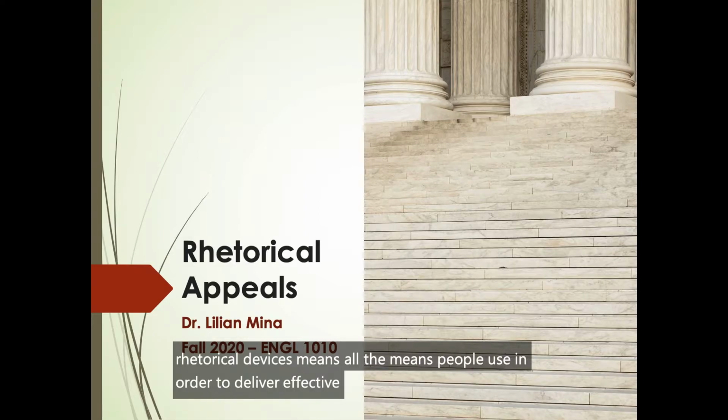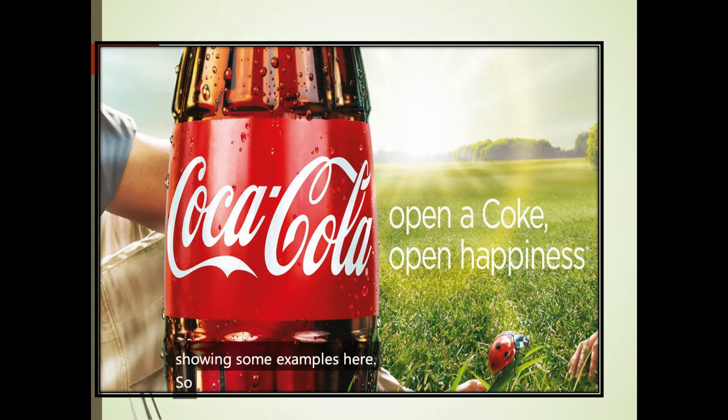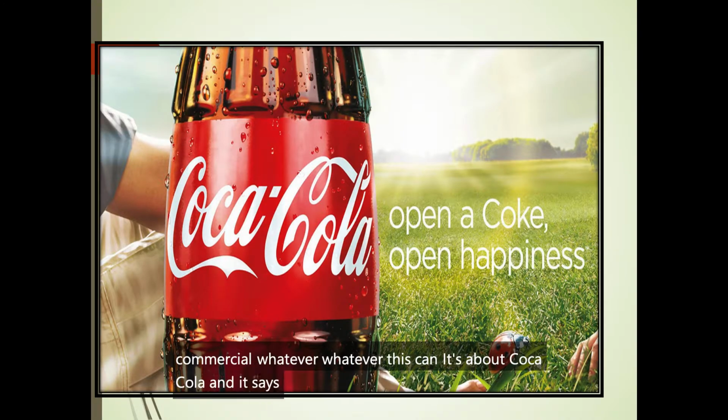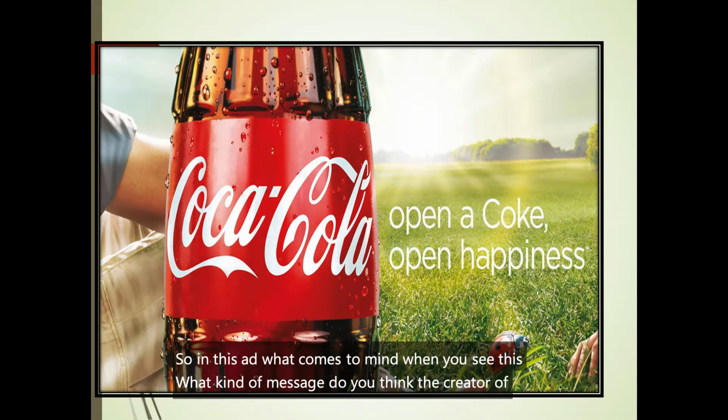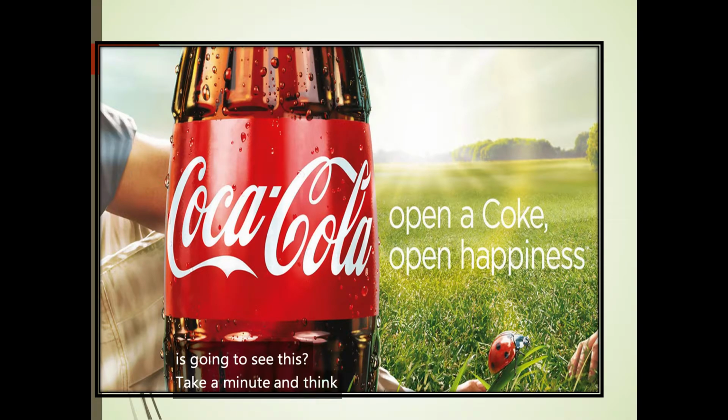Let's start by showing some examples. If you see this picture or this ad or part of a commercial, whatever this can be, it's about Coca-Cola and it says here, "Open a Coke, open happiness." So in this ad, what comes to mind when you see this? What kind of message do you think the creator of this ad is trying to communicate to whoever is going to see this? Take a minute and think about the content here.